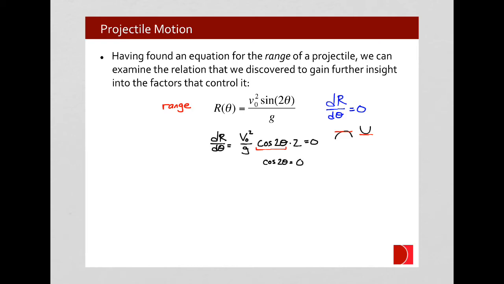Well, cosine of some angle phi equals 0 when phi is equal to 90 degrees. Right? Cosine of 90 degrees is 0, which tells us that our 2 theta must equal 90 degrees. If that's the case, then theta would be 45 degrees. That's the maximum, that's the angle that will give us maximum range.